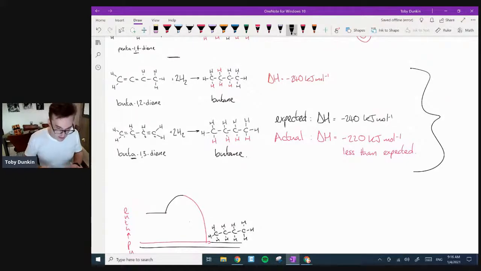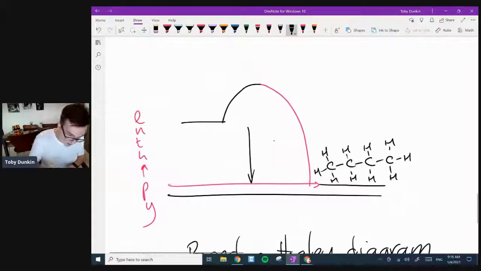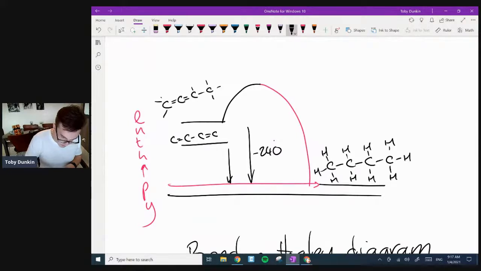Now, here's the thing. These two numbers represent the difference in the energy levels. So it's this gap here. When we started off with buta-1,2-diene, this guy, the difference between those two was 240 kilojoules per mole. That was the gap. However, when we then had buta-1,3-diene, the gap was smaller at 220.